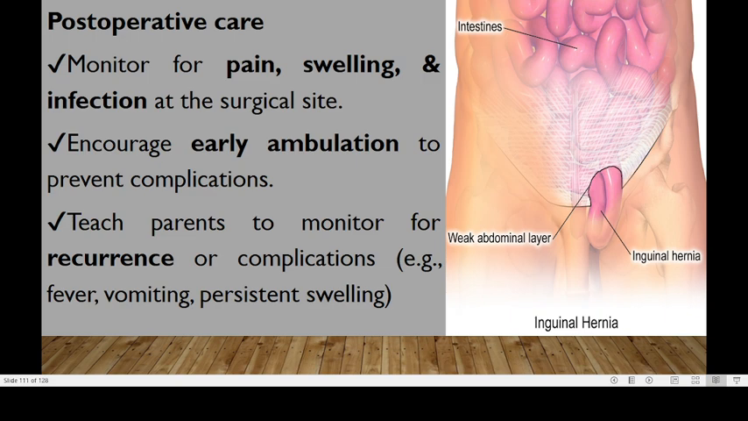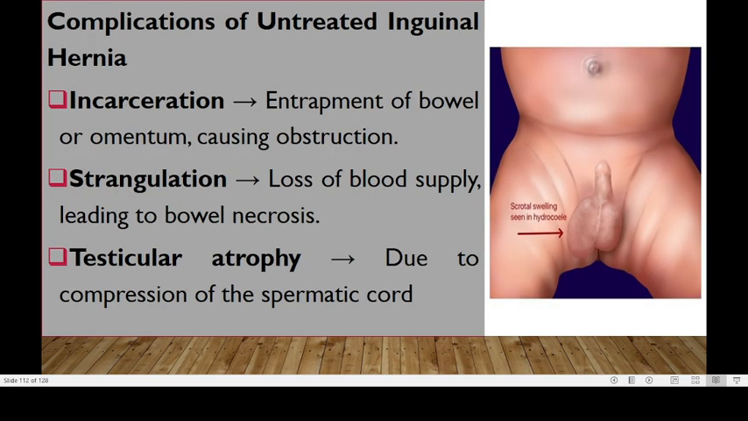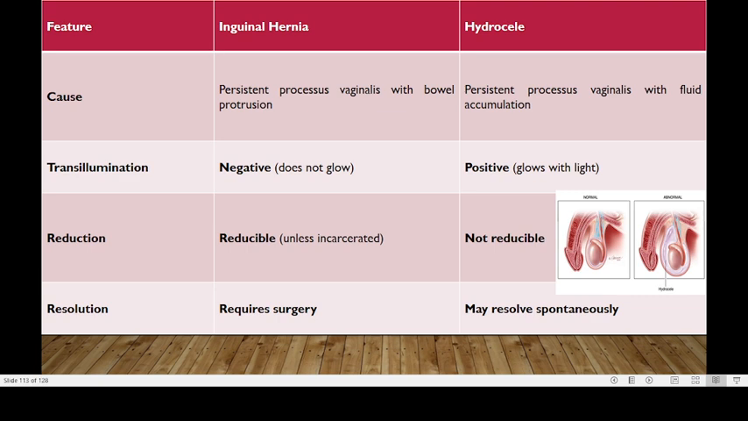Post-operative care, you monitor for pain, swelling, and infection at the surgical site. Encourage early ambulation to prevent complications. Teach the parents to monitor for recurrence or complications, e.g. fever, vomiting, and persistent swelling. Complications of untreated inguinal hernia include incarceration, that is entrapment of the bowel or the omentum causing an obstruction, strangulation, that is loss of blood supply leading to bowel necrosis, and testicular atrophy due to compression of the spermatic cord.